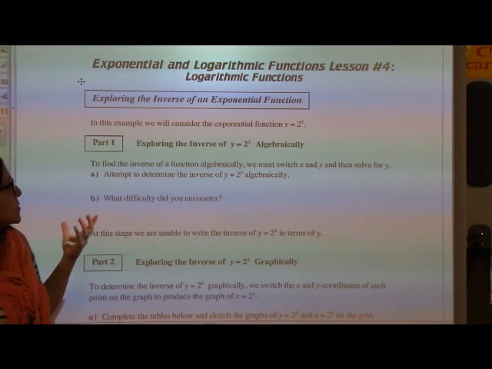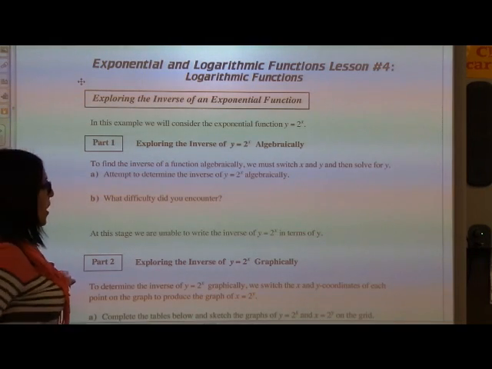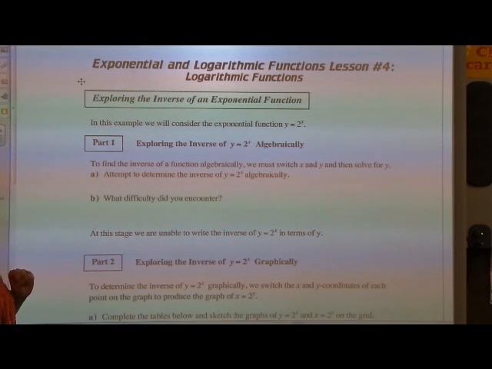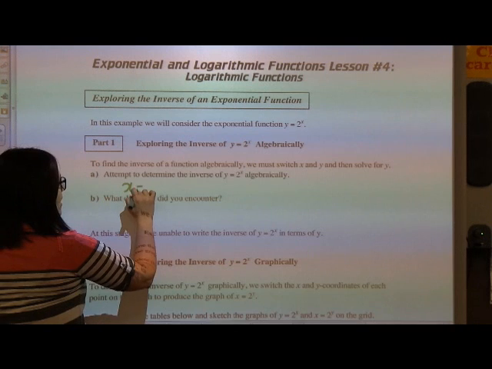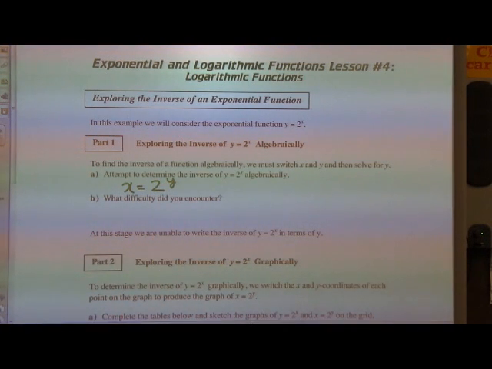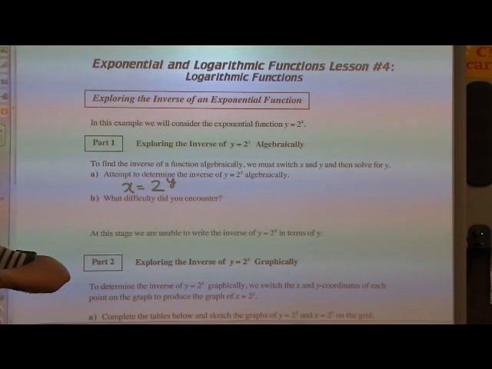So if we explore this algebraically, to find the inverse of a function, we interchange the x and the y values. So if we do that with our equation y equals 2 to the power of x, what I get is x equals 2 to the power of y. And then normally we always write these equations as y equals. Do we have anything in our toolbox to bring y from an exponent down?